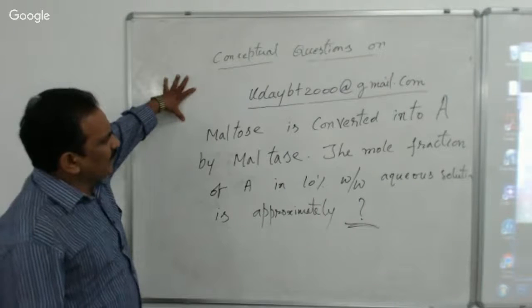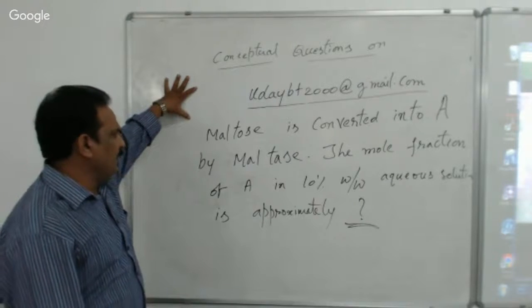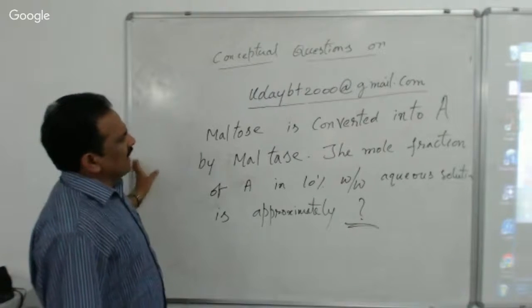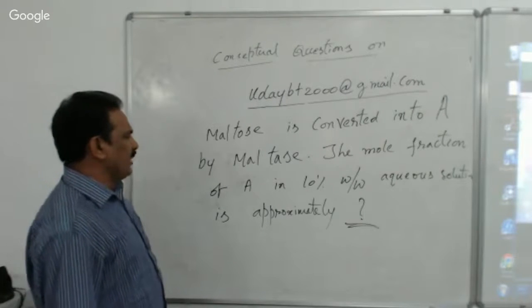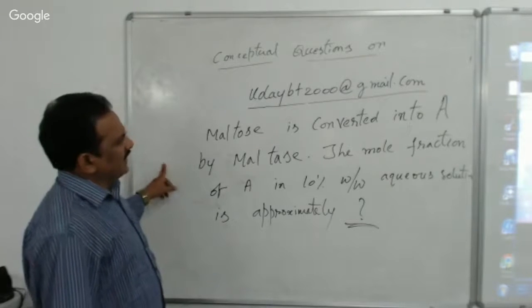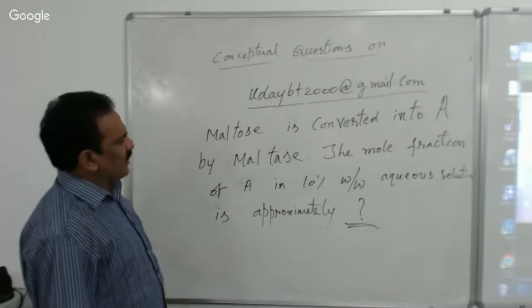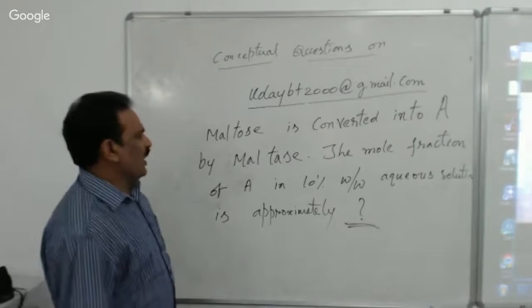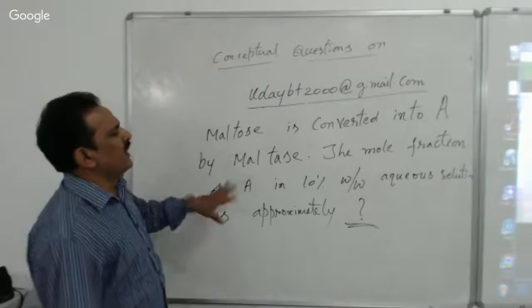Sir, can you once read the question? Maltose is converted into A by maltase. Means maltose, by the action of an enzyme maltase, is converted into A. So that A, you don't know what it is? So that is one knowledge based question. Next thing is the mole fraction of A in 10% weight aqueous solution is approximately how much? So if I give you the answer what is A, you can do this problem very easily.